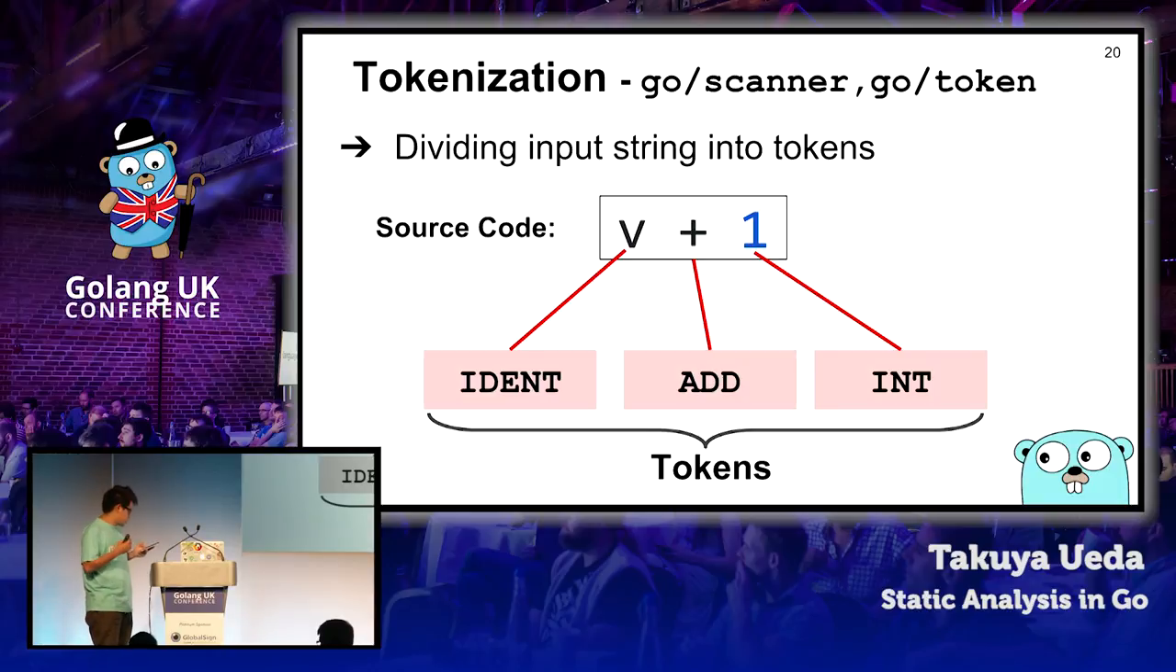A tokenizer divides an input string into tokens to be easy to handle in the remaining steps of static analysis. A token represents an identifier, operator, literal, and so on. For example, there is an expression v + 1. When this expression is given to the tokenizer, the tokenizer ignores white space and divides the input string v + 1 into three tokens: identifier v, add operator, and integer literal 1.